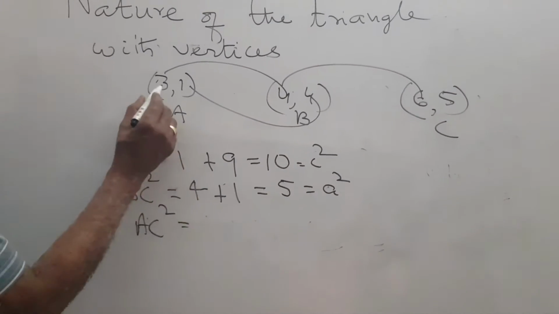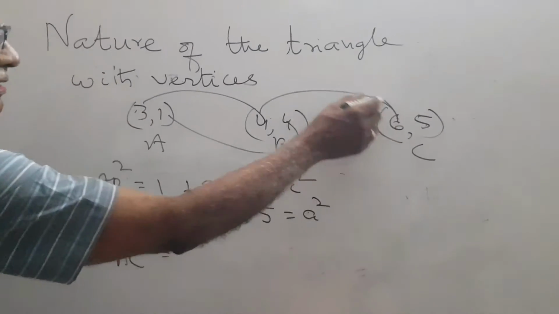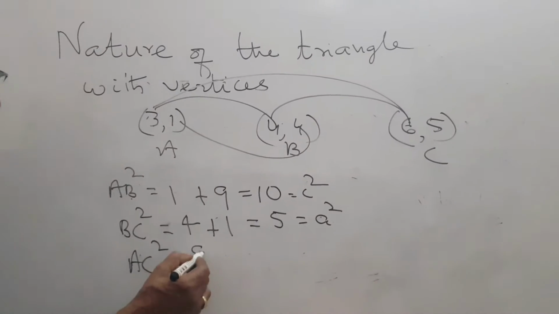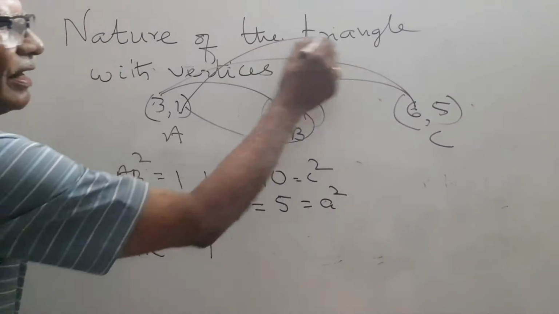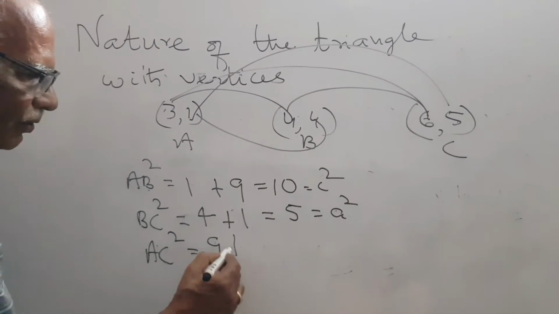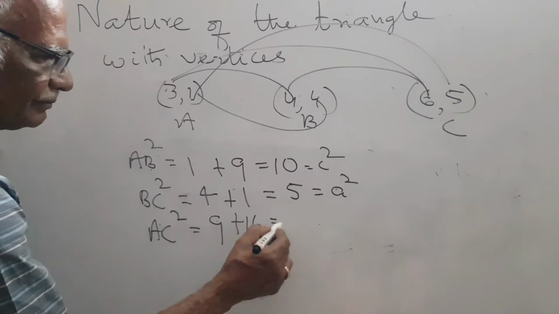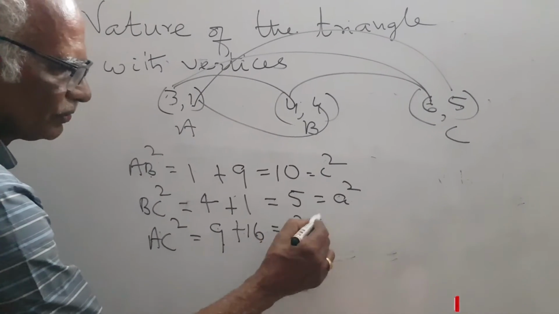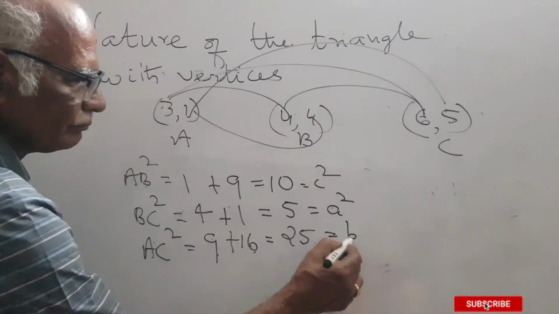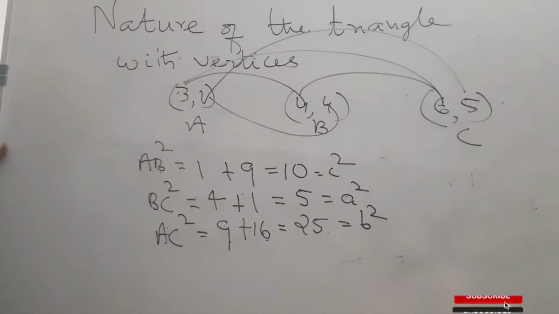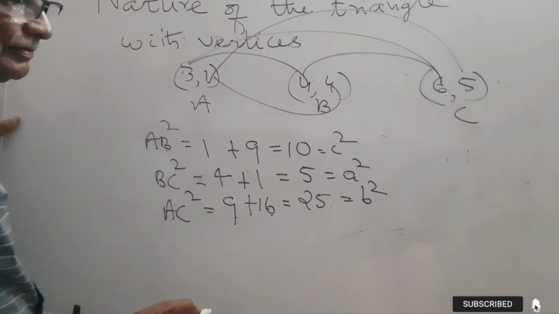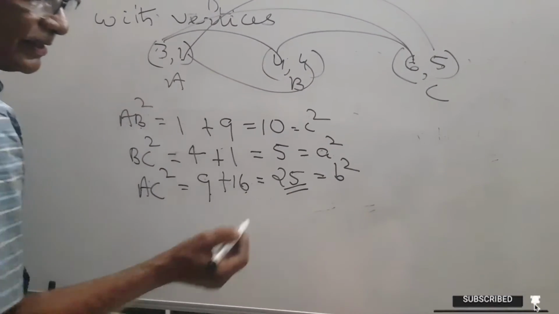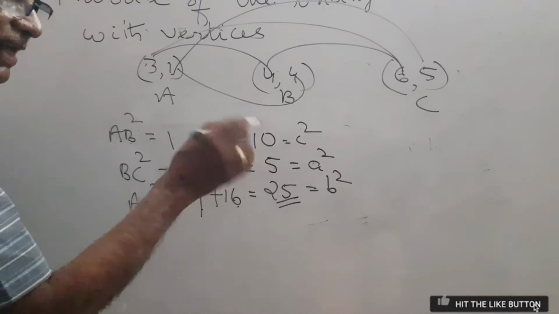AC square. 3 and 6, difference is 3, so 9. 1 and 5, difference is 4, so 16. 16 plus 9, 25 is b squared. Now we work out. This one is the largest, so we work out the other way.